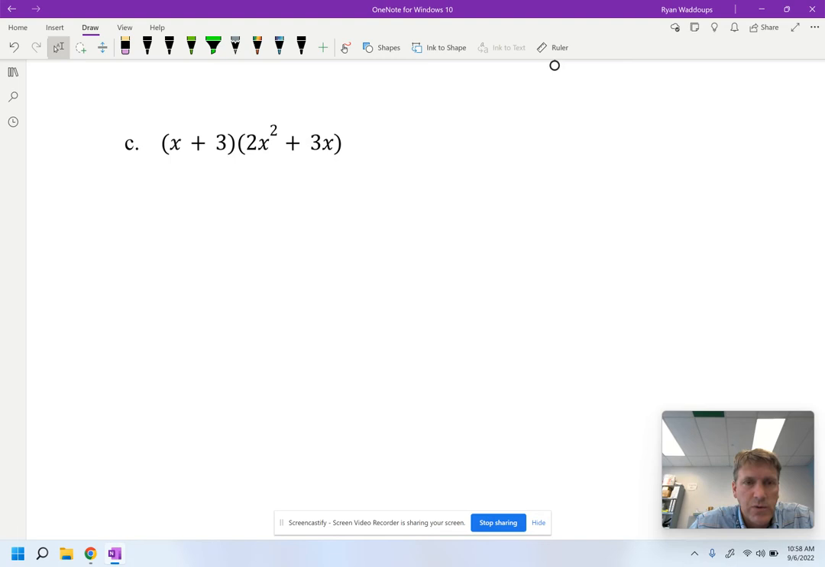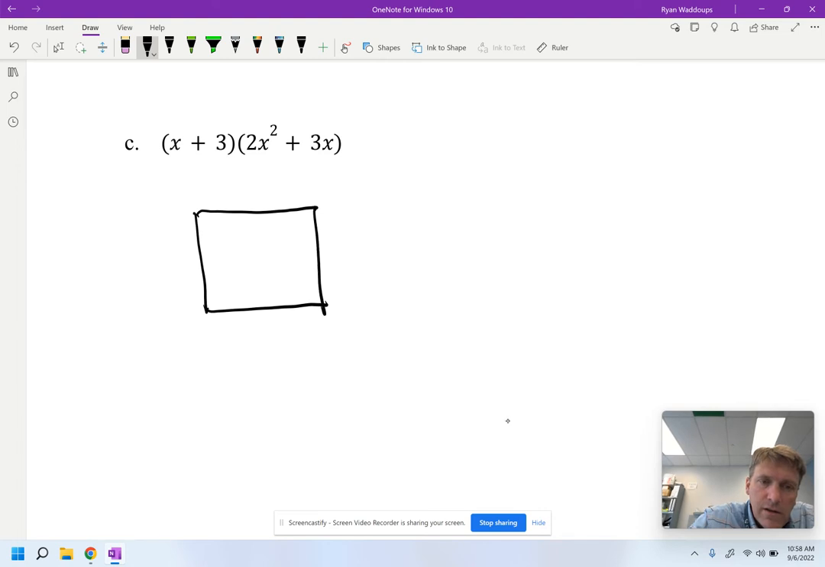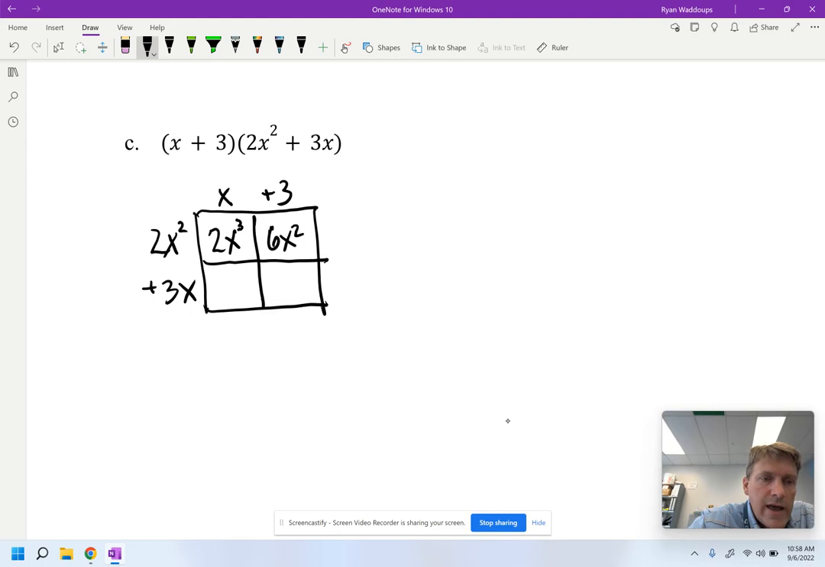Now, I'm just going to use the box on this one just because I prefer to use the box. But you can do it using the regular distributive property method. That's fine. So x plus 3 here, or if I put it along the side, that would have been fine too. 2x squared plus 3x. And x times 2x squared is 2x to the third power. 3 times 2x is 6x squared. X times 3x is 3x squared. And then 3x times 3 is 9x.